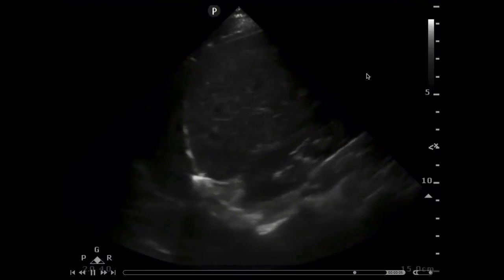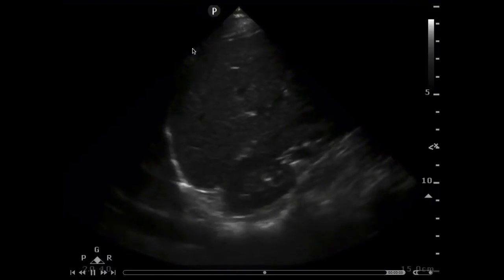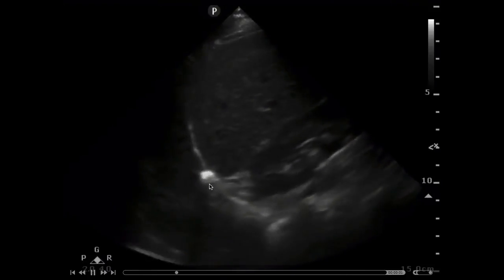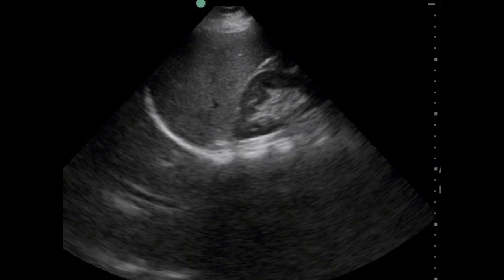So this is the right side. If it's a FAST exam, we want to look down here. If it's the left side, we want to look up here. But what we really care about is looking at the diaphragm, which is this white line right here, and we want to compare what's above and below the diaphragm. So using this still image, I'm going to talk to you about 2 ways that you can evaluate for the presence of a pleural effusion. The first one is called the Mirror sign.